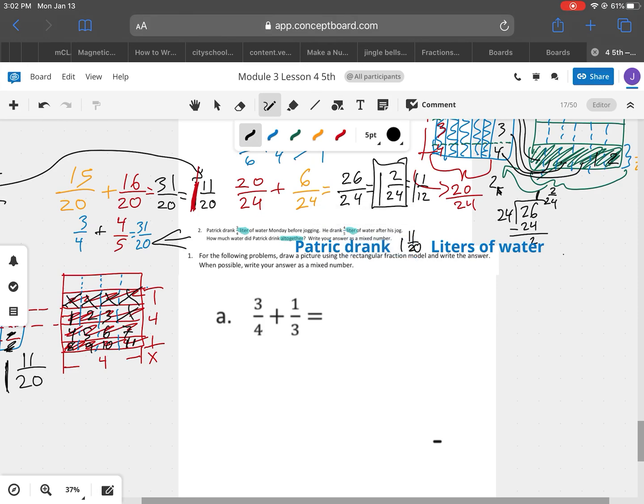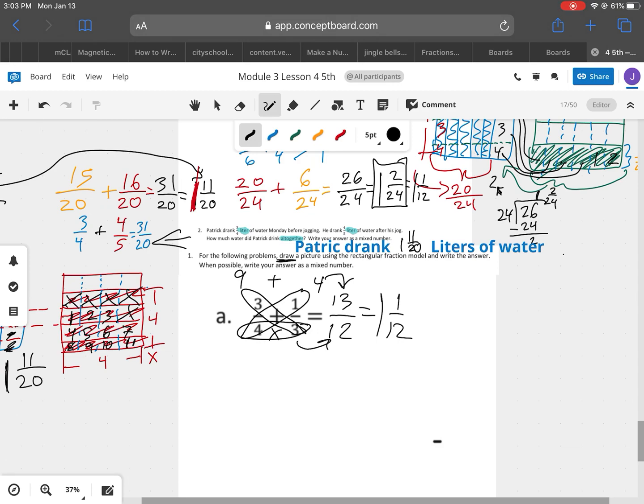All right. So for the following problems, draw a picture using the rectangle fraction model and write the answer. So it does say to draw. Go ahead and draw. You can do your butterfly to check it if you want to. Okay. So hopefully you see it's 12. And then it's 9 plus 4. 9 plus 4 is 13, which is 1 and 1/12. So multiply these, multiply these, multiply these, add them. That gives you this number, and this one gives you this number.